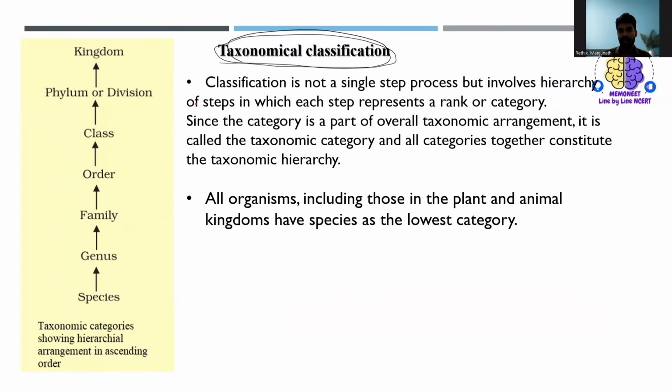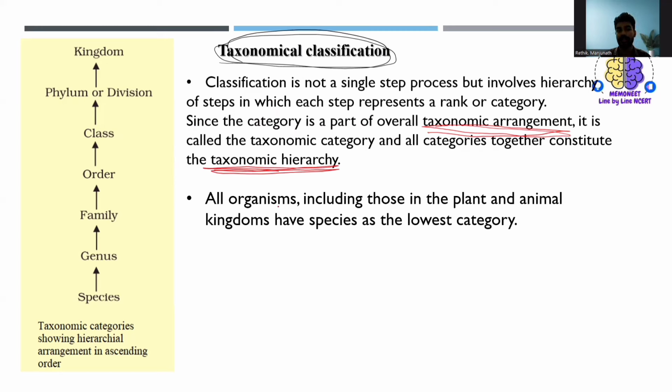Our very last concept is the taxonomical classification. Classification is not a single-step procedure. It involves a hierarchy of steps in which each step represents a different rank or category. Since the category is a part of the overall taxonomical arrangement, it is called a taxonomic category, and all categories together constitute the taxonomical hierarchy.